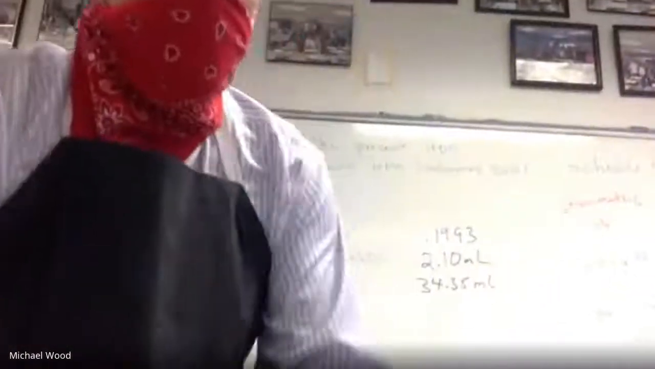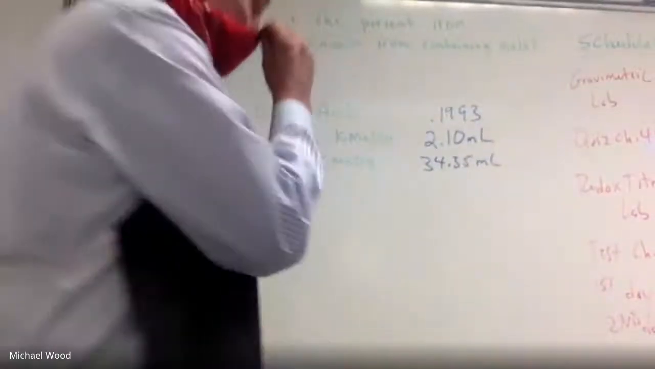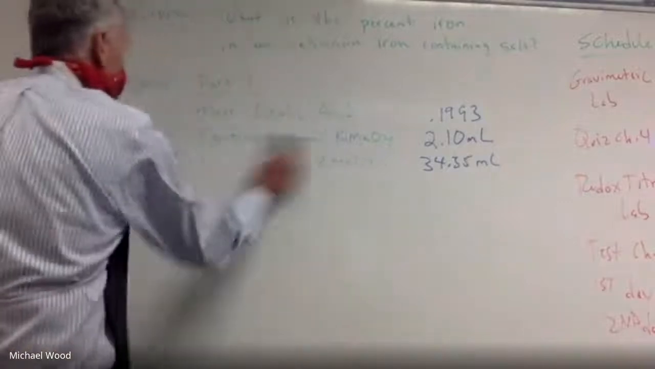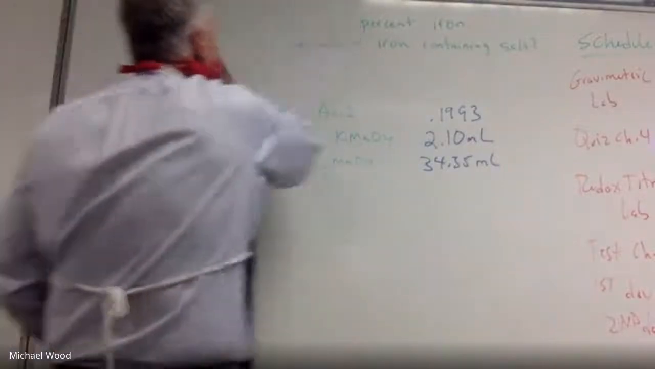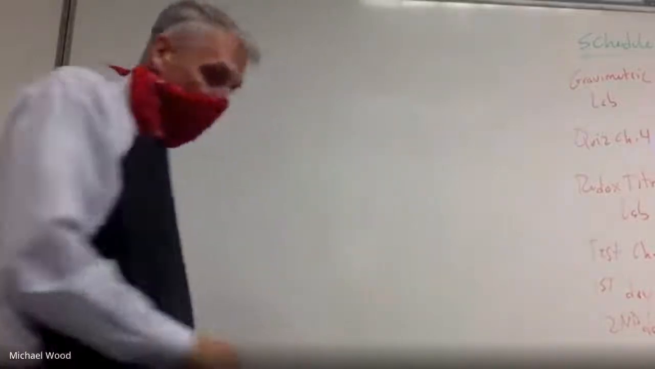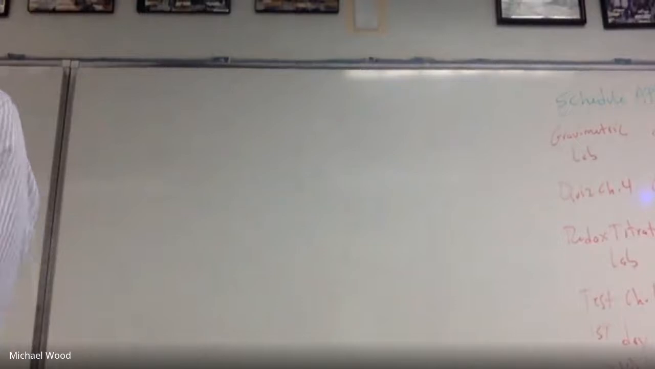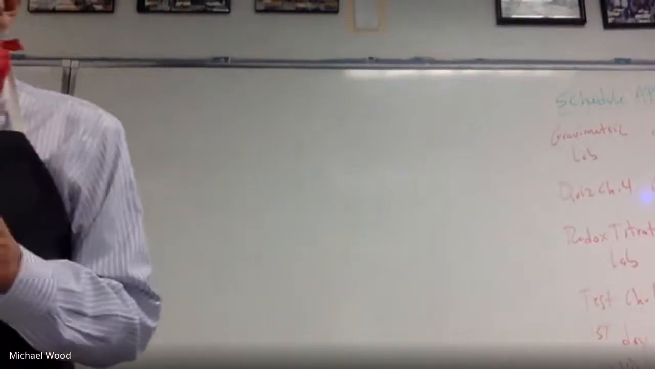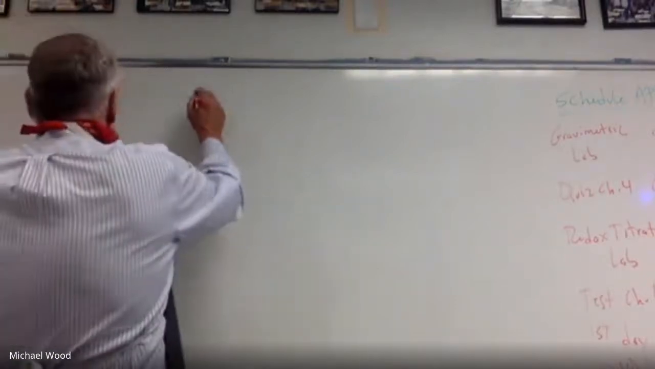I want to do an example of one, just working through one here. And then I want to do one that goes right along with the lab. So here's what we're going to do: we're going to balance this using the half reaction method. So this is the reaction that we're given. We're given Cr2O7 negative 2.